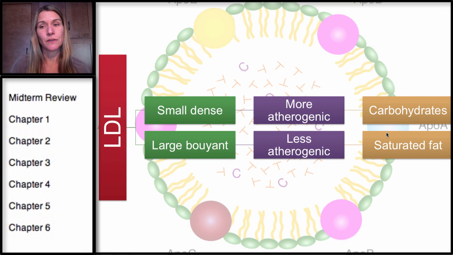Now, what happens to increase the small, dense LDL? Refined carbohydrates, whereas saturated fat increases the large, buoyant LDL. This means that refined carbohydrates have a greater chance of increasing your risk of heart disease compared to saturated fat. So that's why I'm always putting this little asterisk next to saturated fat. And this saturated fat that's going to increase large buoyant LDL is generally going to be from whole foods. Once we get a processed saturated fat, we're not going to see any benefit at all.